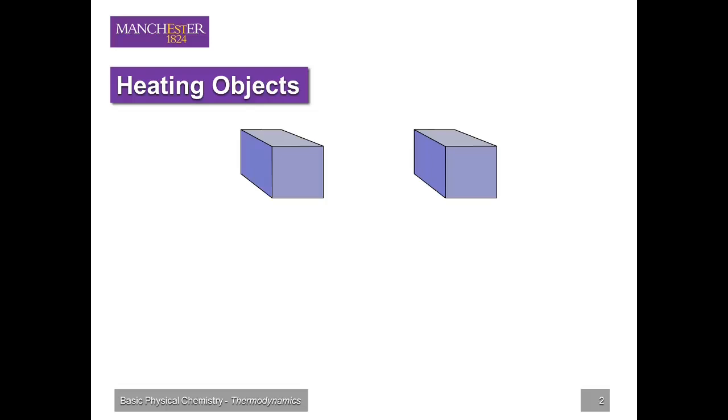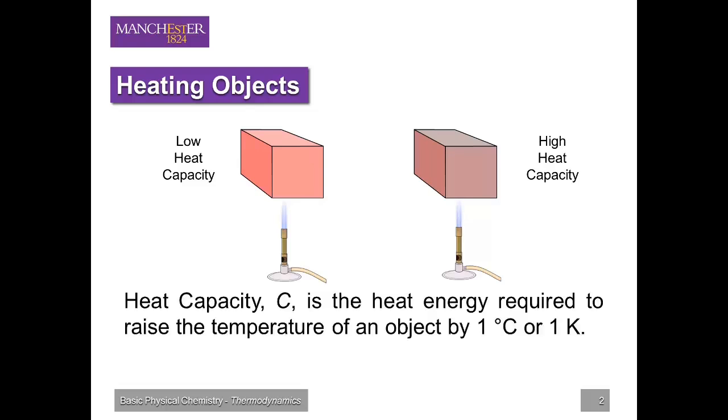Observe these two objects being heated at similar rates. The object on the left heats up quickly and therefore has low heat capacity. The object on the right heats up more slowly and has high heat capacity. Heat capacity is defined as the energy required to raise the temperature of an object by 1 degree centigrade or 1 Kelvin, and it is measured in joules per Kelvin.